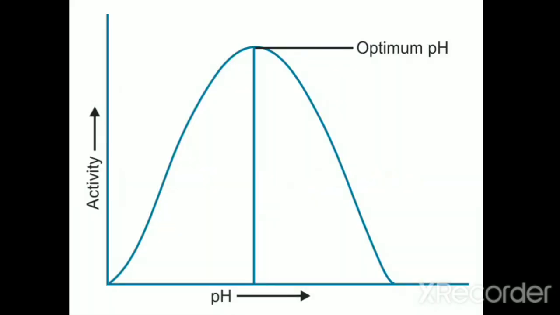When we plot a graph of the pH against the enzyme activity or the reaction velocity, we will get a bell-shaped curve. Here the x-axis represents the pH of the medium and the y-axis represents the reaction velocity, and the enzyme molecule has maximum reaction velocity at a particular pH, that is known as the optimum pH. Each enzyme molecule has its maximum activity at optimum pH. Any change in pH, either increase or decrease, will reduce the activity of an enzyme molecule. So that's all regarding the effect of pH on enzyme molecule.